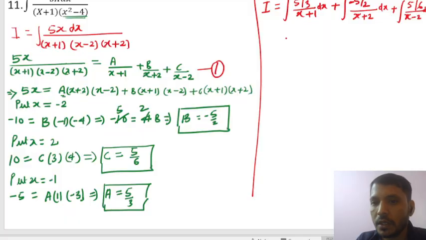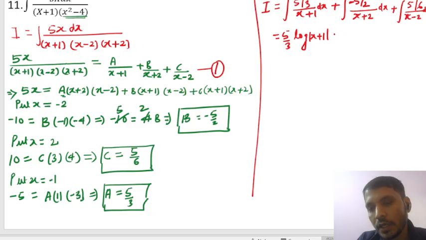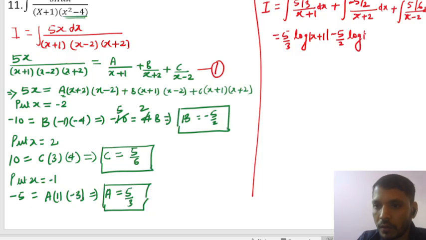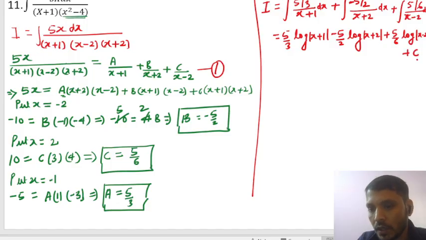So now we can integrate it very easily. Alright, we can here take the 5 by 3 constant outside and write the answer for this first integration as log mod x plus 1. Here we will take this minus 5 by 2 outside, and this will become log mod x plus 2. Right, here 5 by 6 is outside, and then it will become log mod x minus 2, and here plus c. Right, so we will leave our answer here. So this is the final answer of the question number 11.